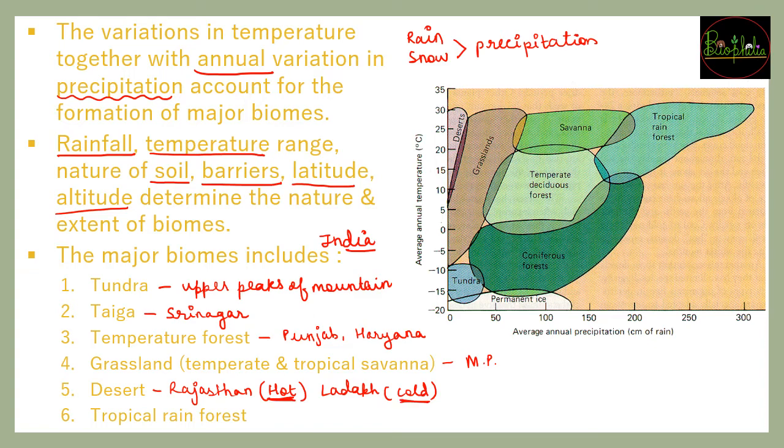Then you can have tropical rainforest as well in India, that you can find in the northeastern states like Assam, Meghalaya, Mizoram. You can have a lot of rainfall. Some rainforest you can also find in southern India, like Kerala. So all these regions are nothing but different types of biomes that you can see in our own country, that is India. ये तो एक just introduction था about the different types of major biomes.